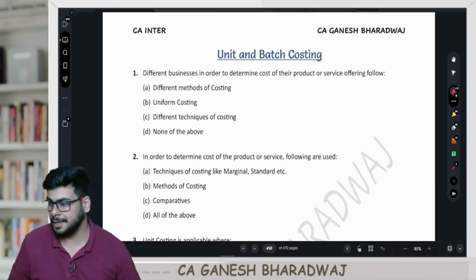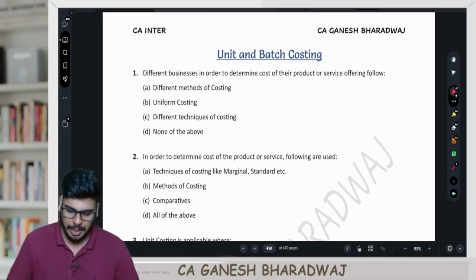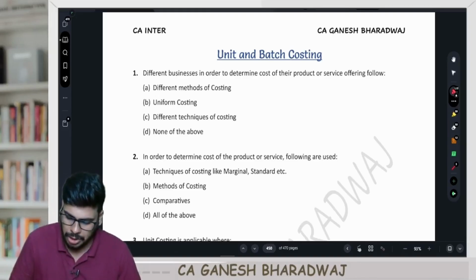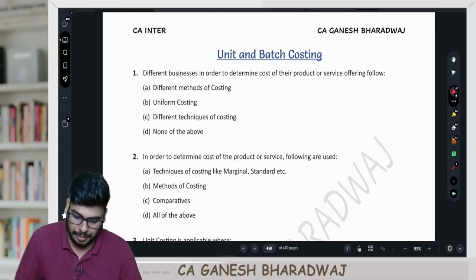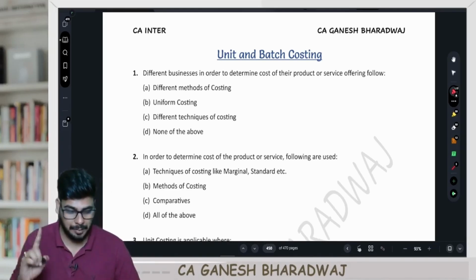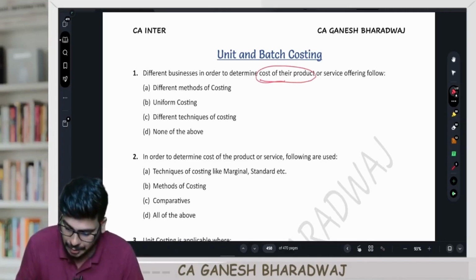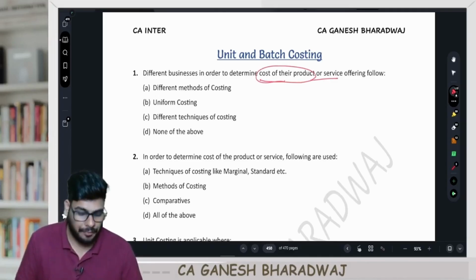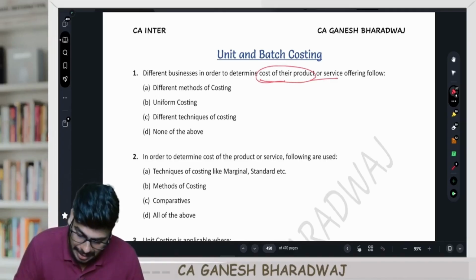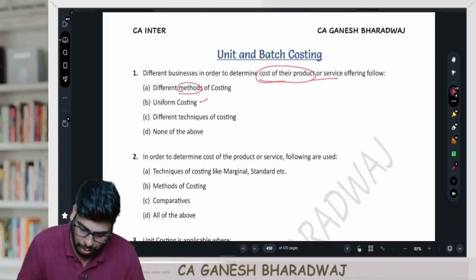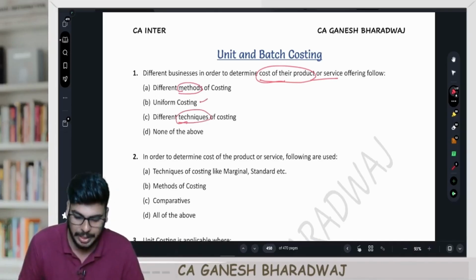Shall we get started? First, different businesses, in order to determine the cost of their product or service, follow which of the following? Methods of costing, or uniform costing, different techniques of costing, none of the above.